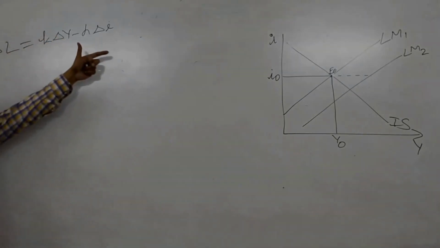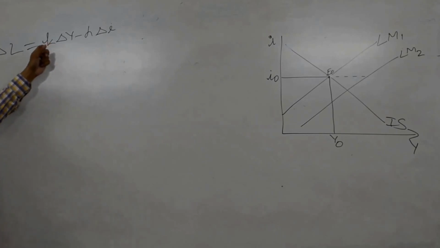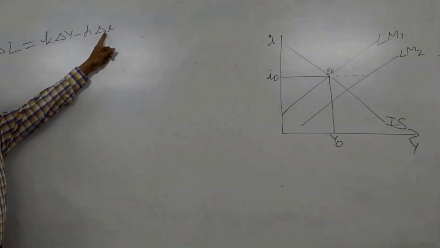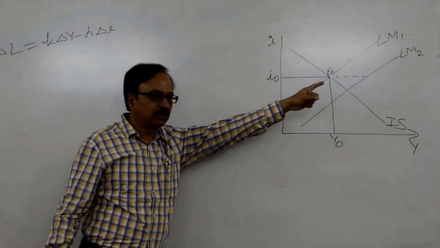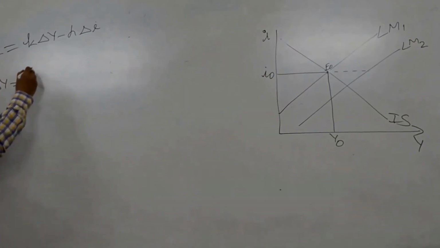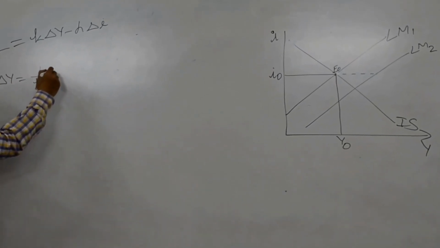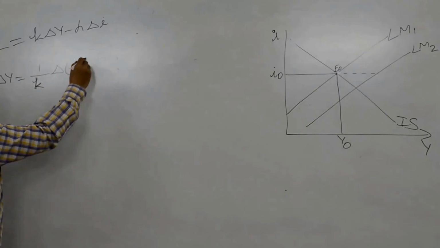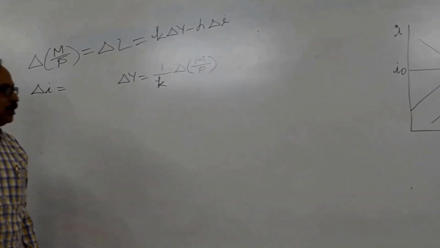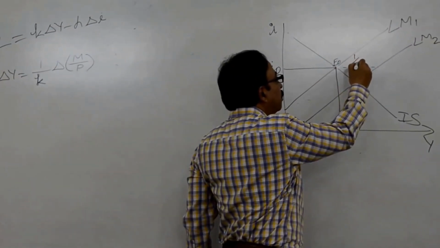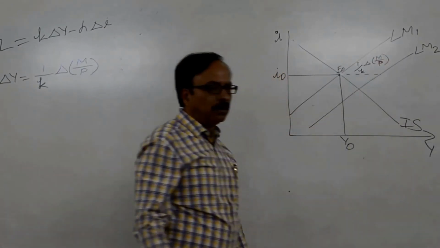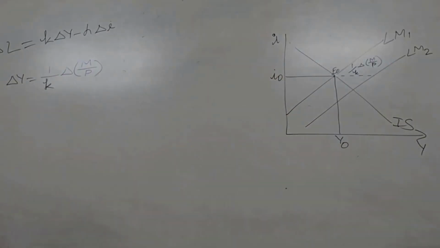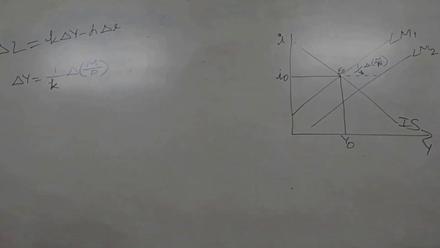This has to be equal to this, right? Now, if you're talking about this, then delta I is 0. If you're talking about the horizontal shift, the rate of interest remains the same, right? Okay. And how much will this change? It will be 1 upon K here. So this shift is 1 upon K times. Okay. So the greater the size of K, the smaller will be the shift.